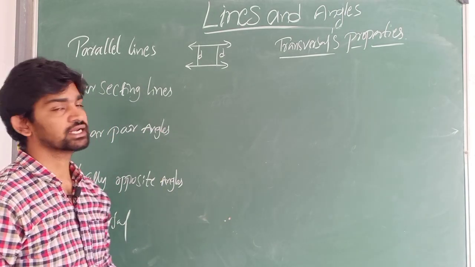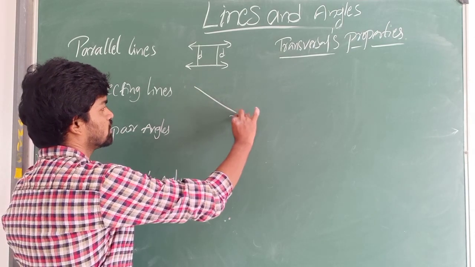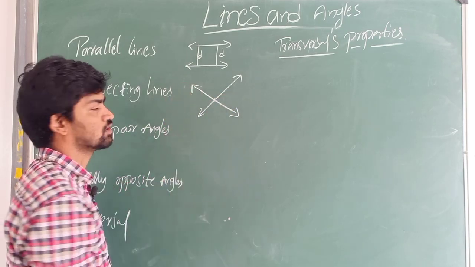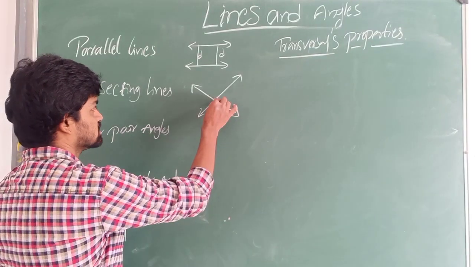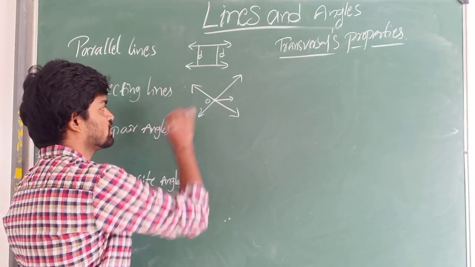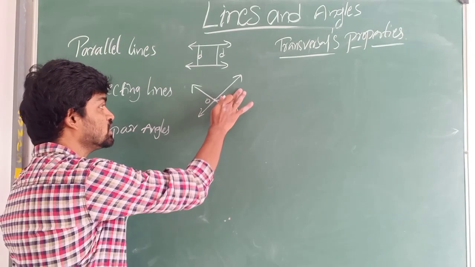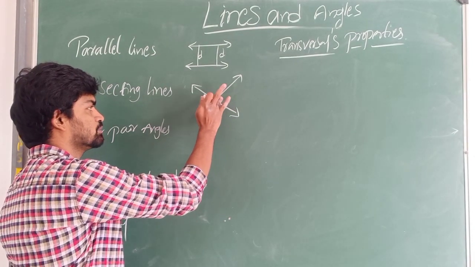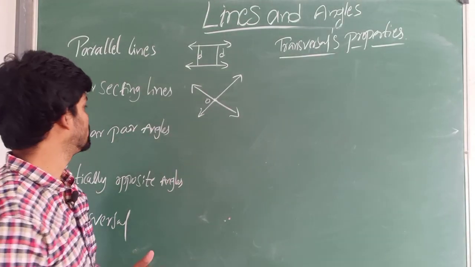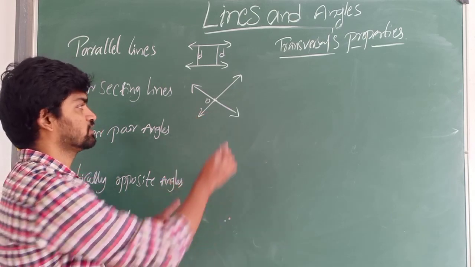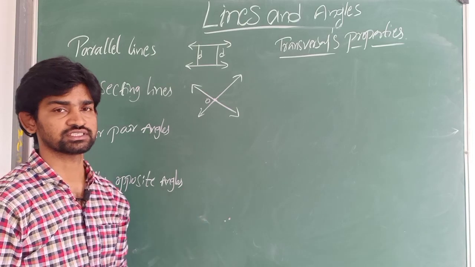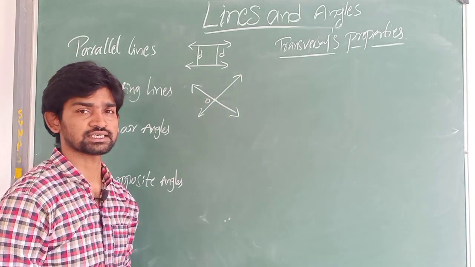Next type of lines are intersecting lines. If two lines are meeting at one point, then they are called intersecting lines. This point is called the point of intersection. If two lines are meeting, they can meet at only one place. Unless they are coincident lines, they will meet at only one common point. These types of lines are called intersecting lines.